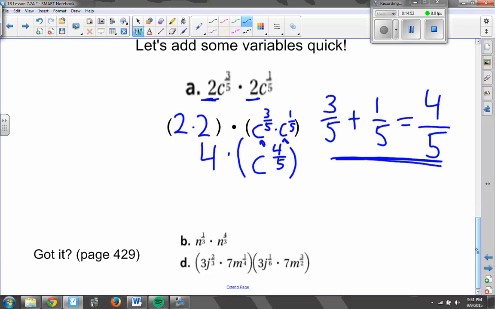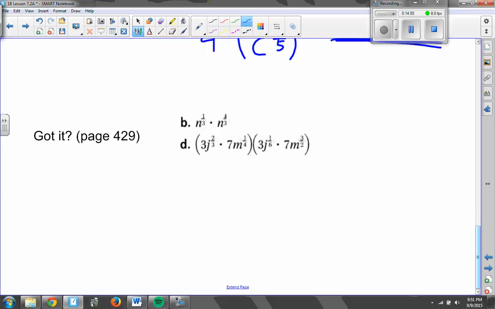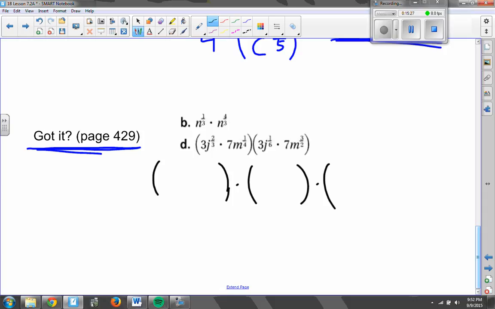Okay? Your job now is to look here at letter B and letter D, part of the got it questions on page 429. Right? Letter B, you should be able to do very, very quickly. It's a straightforward application of the rule we learned in our last video. Letter D, you need to do quite a bit of rearranging. Okay? You should have 3 different things that you rearrange. Numbers first, then some J's, and then some M's.